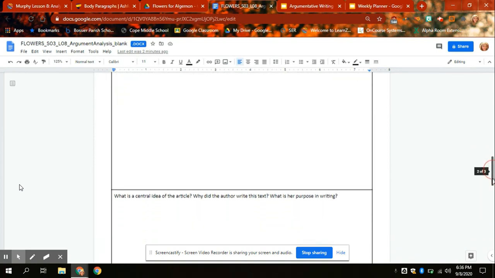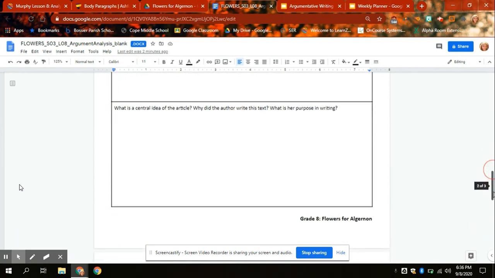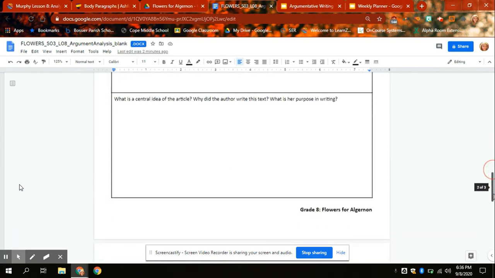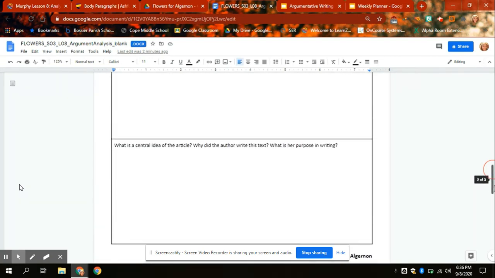The last part asks you to tell me about the central idea of the article and why did the author write the text and what is her purpose in writing this. And it provides you some spots here to write. Remember that central idea is basically the point. Okay, does this author specifically favor one side or the other, or does she present both sides so that you can make up your mind?